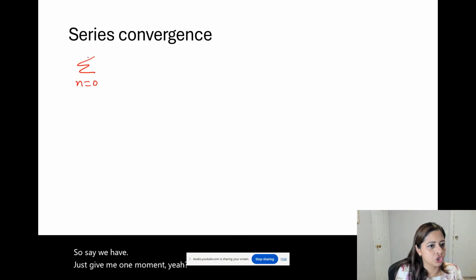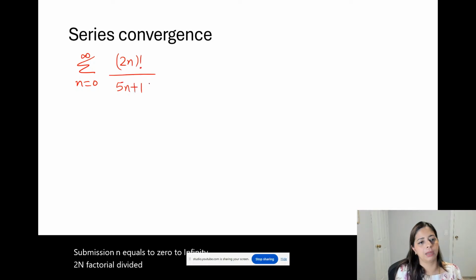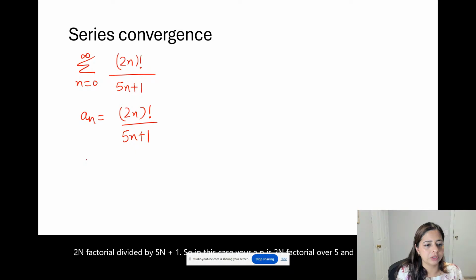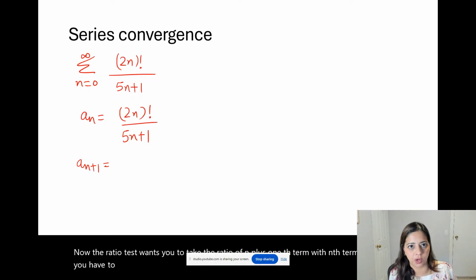Summation n equals 0 to infinity, (2n)! divided by (5n plus 1). So in this case, your a_n is (2n)! over (5n plus 1). Now the ratio test wants you to take the ratio of the (n plus 1)th term with the nth term. So for that, you first have to compute the (n plus 1)th term.